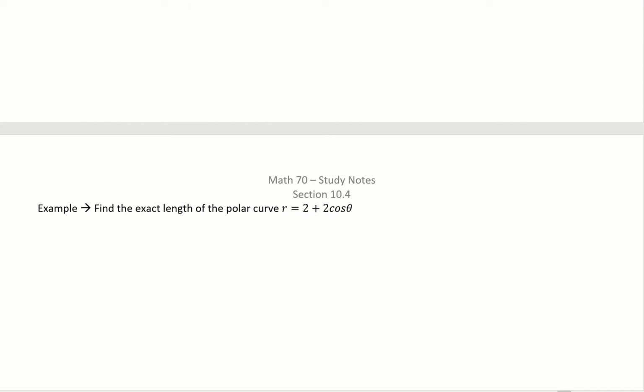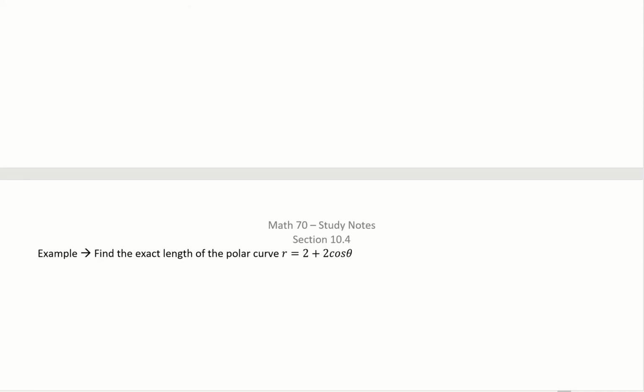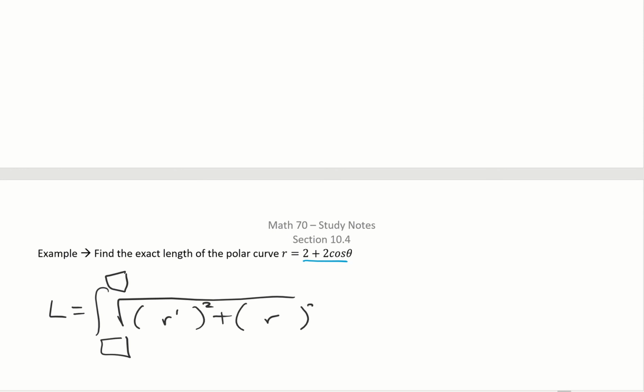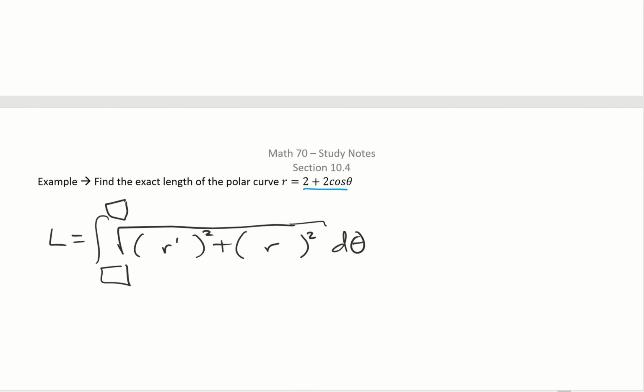Okay, so I'm going crazy. I just have one example, and this video is over. So let's take a look at this guy. You know what this is? Cardioid. That's a cardioid. We're going to figure out the exact length of the cardioid, which is pretty awesome. So in order to do that, the game is L equals the integral from what are the limits, big old square root, find r prime and put it there and square it, and then find r and square it and integrate with respect to theta. That's the game. Okay, so let's worry about r prime and r squared right now.